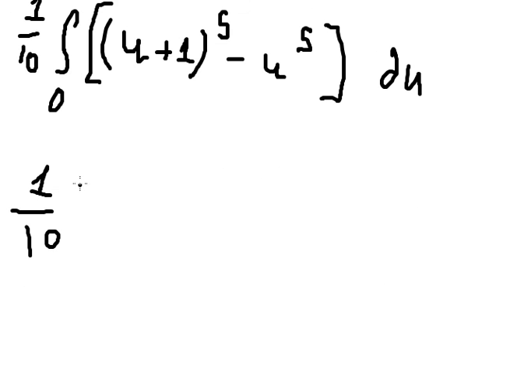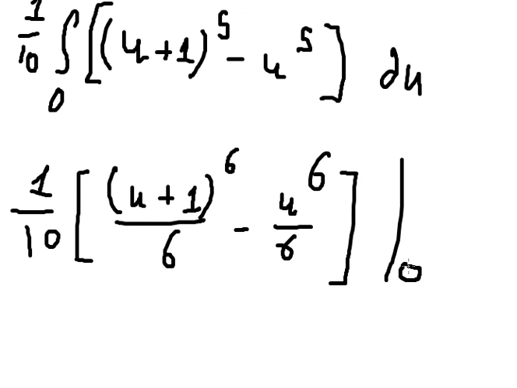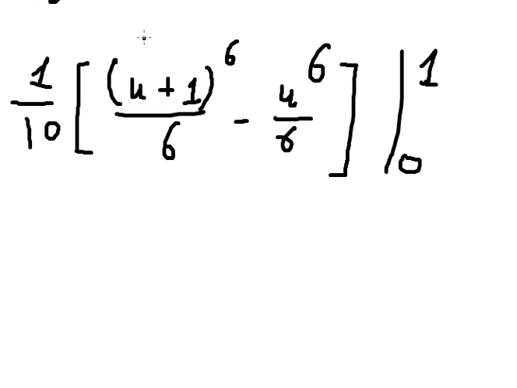The integration of this one is u plus 1 to the power of 6 over 6. This one is u to the power of 6 over 6. And we put the bounds from 0 to 1. So I will put 1 here, 0 here. So we calculate this one, and we have it like this.